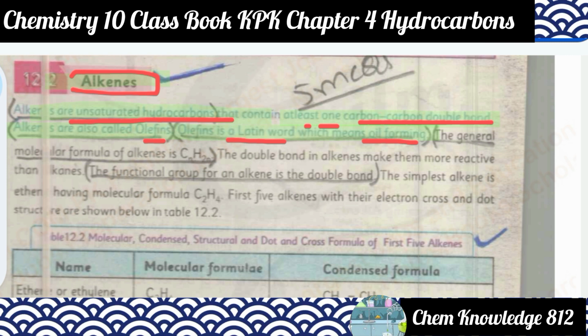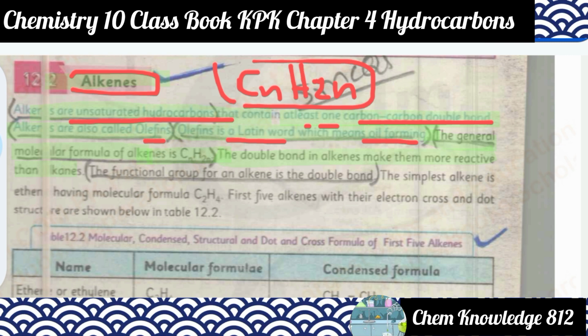The general molecular formula of alkenes is CnH2n. So the general formula of alkene is CnH2n. The double bond in alkenes makes them more reactive than alkanes.